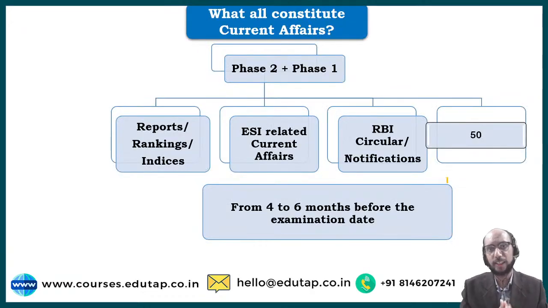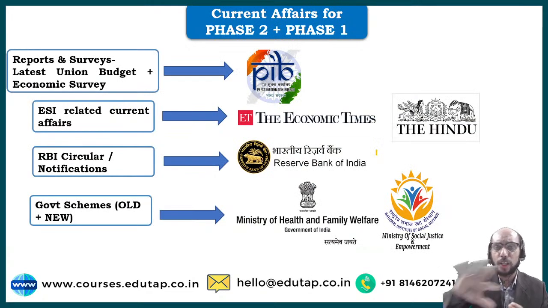When it comes to current affairs, my friends, 4 to 6 months current affairs is very, very important. And when we are talking about current affairs, what is it exactly that we are focusing on? Reports, rankings, indices, other ESI related current affairs, RBI circulars, notifications, all these are very, very important. 4 to 6 months before the examination date, you must prepare current affairs at any and every cost. You can go through these various sources, or I am again and again telling you that EduTab has a beautiful current affairs magazine. You can go through our current affairs magazine.